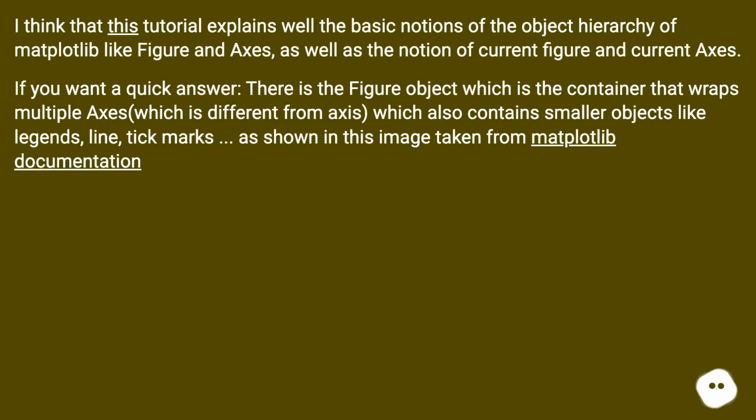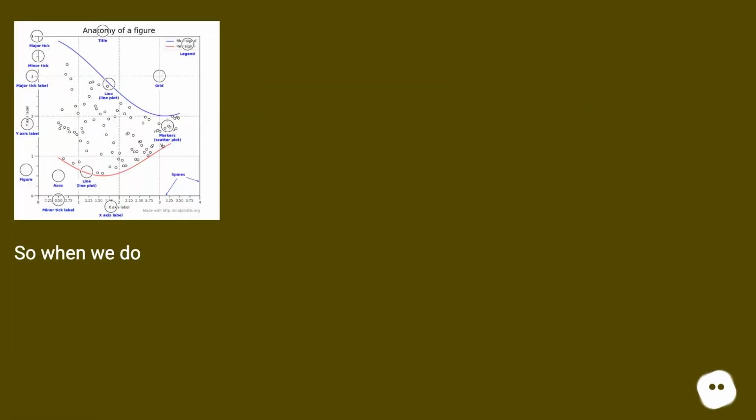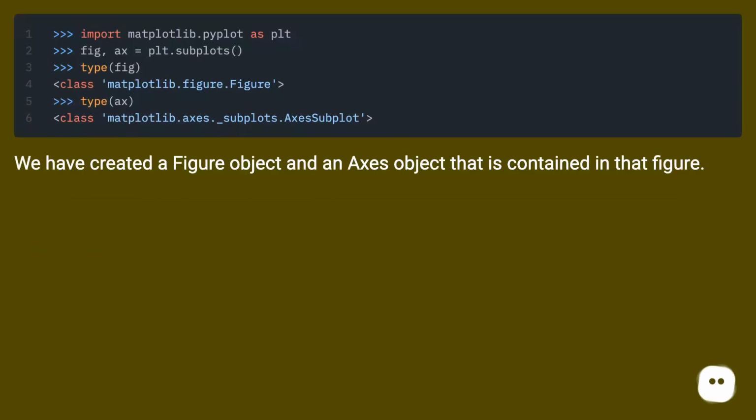I think that this tutorial explains well the basic notions of the object hierarchy of Matplotlib, like figure and axis, as well as the notion of current figure and current axis. If you want a quick answer, there is the figure object, which is the container that wraps multiple axes, which is different from axis, which also contains smaller objects like legends, lines, and tick marks, as shown in this image taken from the Matplotlib documentation. So when we do this, we have created a figure object and an axis object that is contained in that figure.